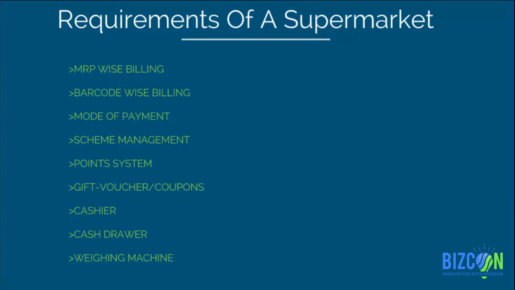Firstly, we will see the requirements of a supermarket or a departmental store. As you can see, MRP-wise billing, barcode-wise billing, mode of payment, scheme management, point system, gift voucher, coupons, cashier, cash drawer, and weighing machine. So you can easily manage all these workings with Marg software. So let's see a small demo of it in Marg software.